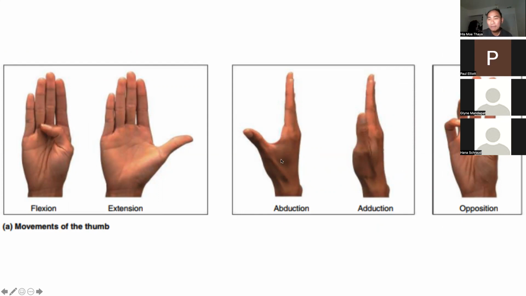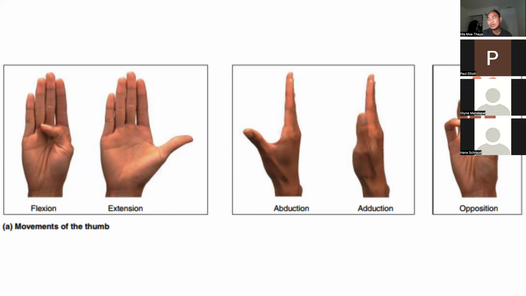Professor? Yep. Oh, I just had a question. They've always called it abduction and adduction when I was going through. Is it the same thing? Abduction and adduction? Yes.